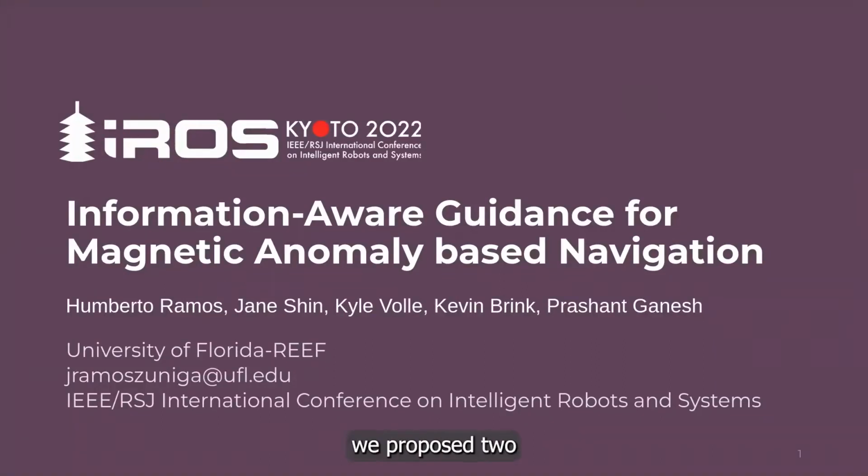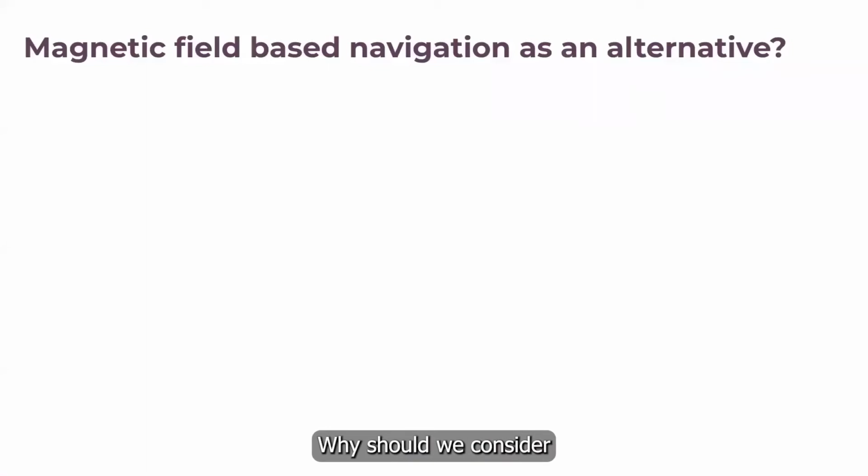In this work, we propose two guidance methods for navigation using the Earth's magnetic field. These guidance methods are designed to increase navigation accuracy by leveraging regions where magnetic data is rich. Why should we consider magnetic field-based navigation?